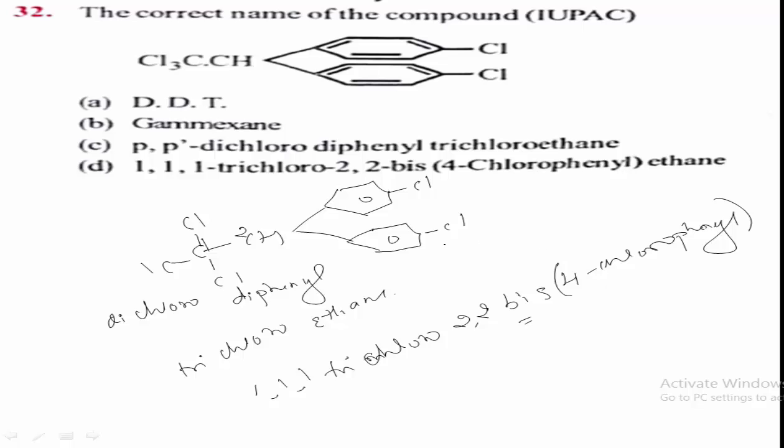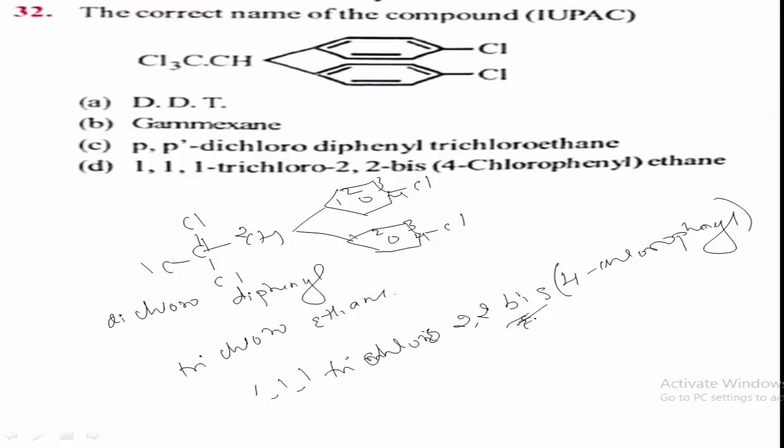Here the 4th carbon atom has the Cl group. Therefore, bis means 2 of them, and the 4th carbon atom has Cl. Because here if you start the numbering from this side, this one is 2, this one is 3 and this one is 4. Here also 1, 2, 3, 4. 4 chlorophenyl.